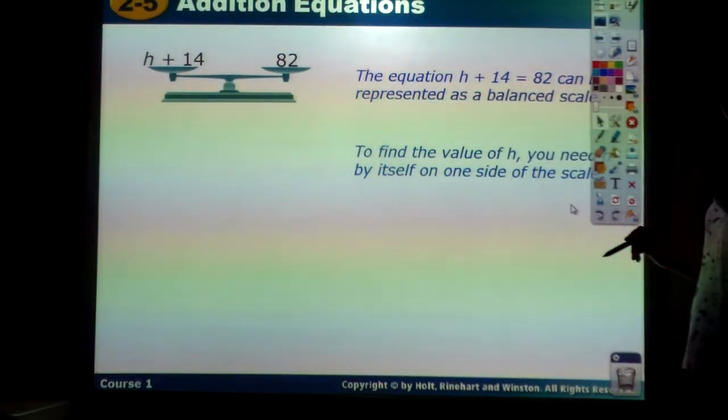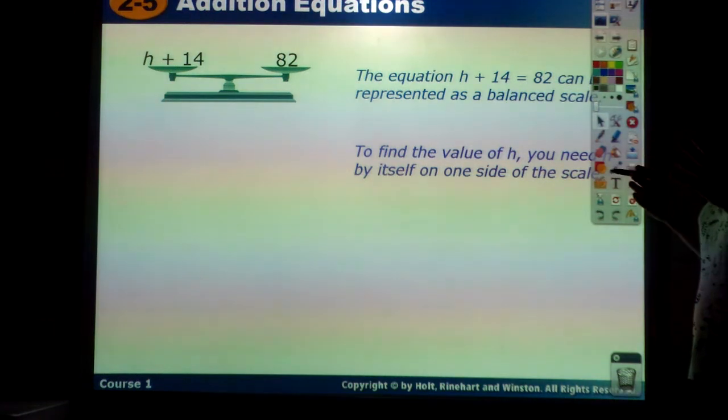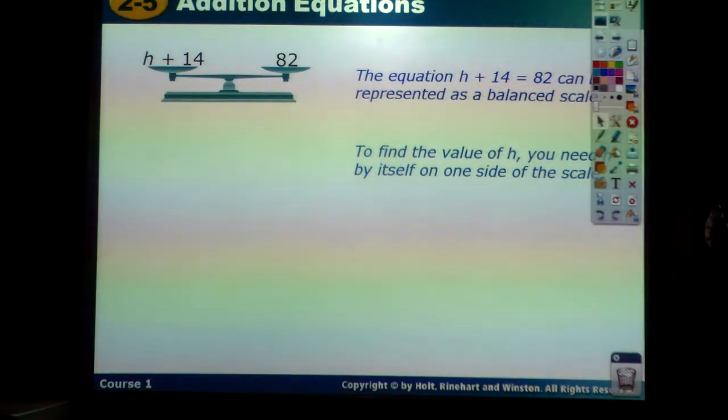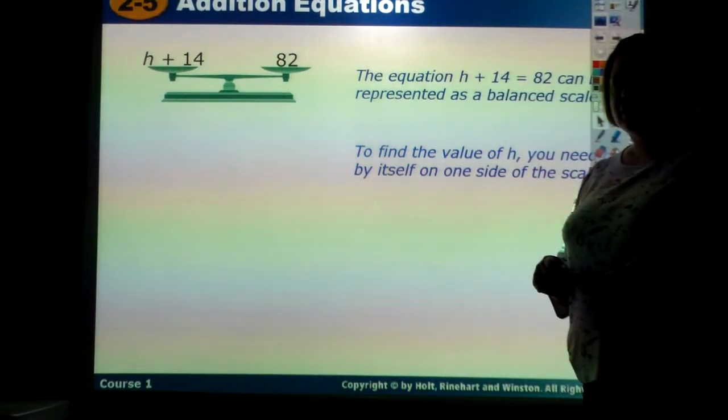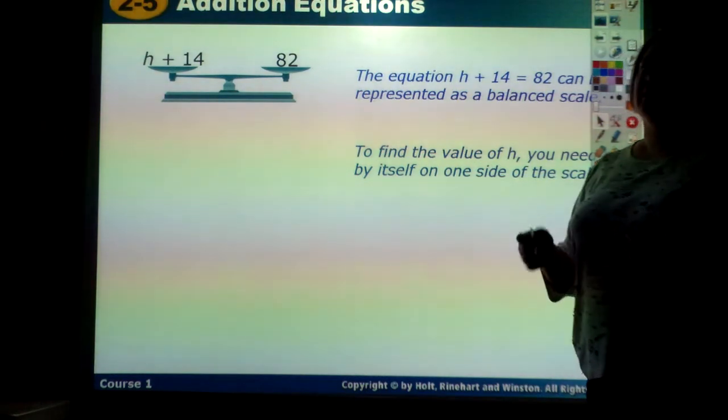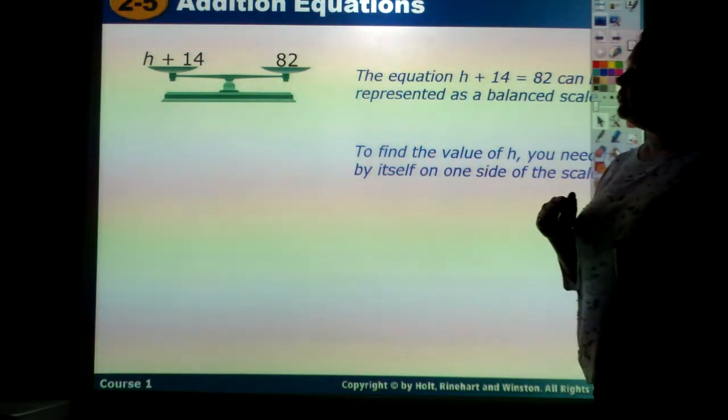To find the value of h, you need h by itself. We always talk about isolating that variable. In just a few minutes, I'll show you the steps that we have always talked about in class this year, which I refer to as isolate the variable: get the variable, or the letter, by itself.